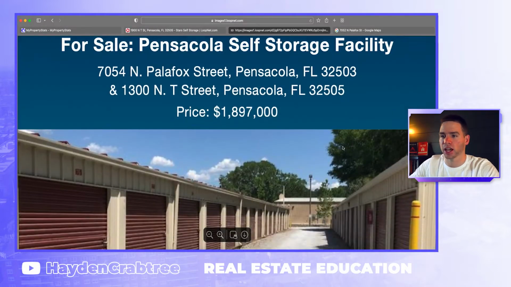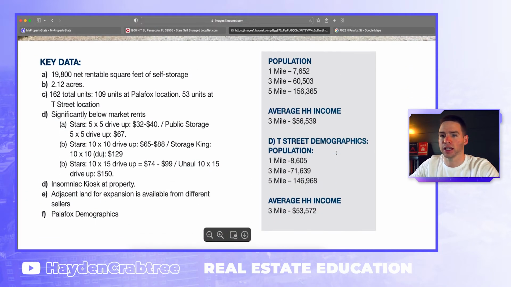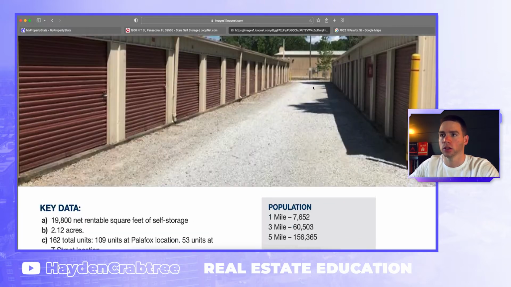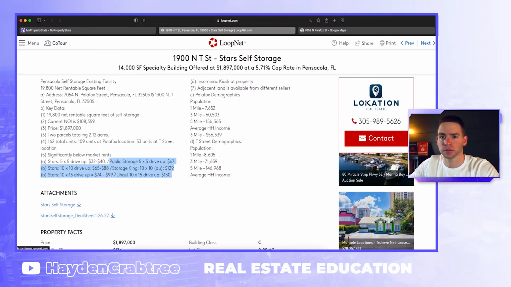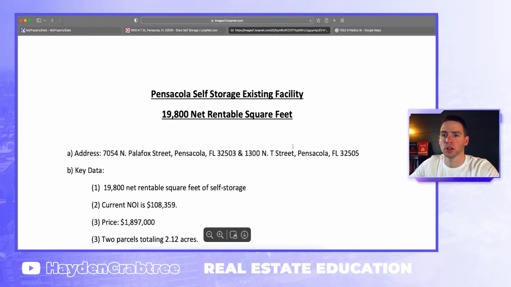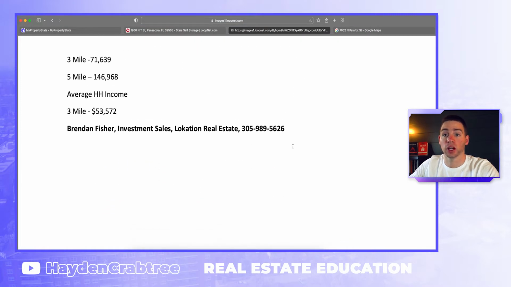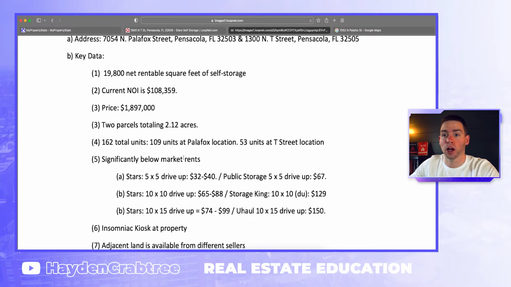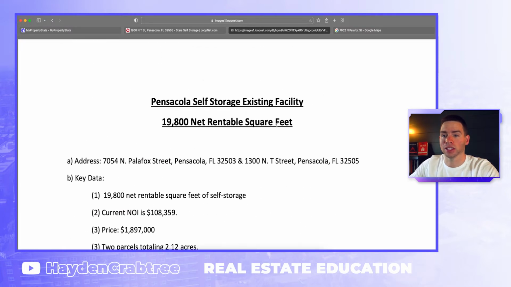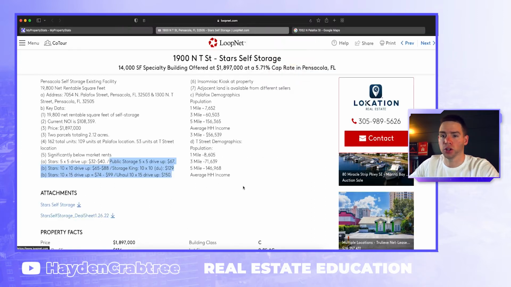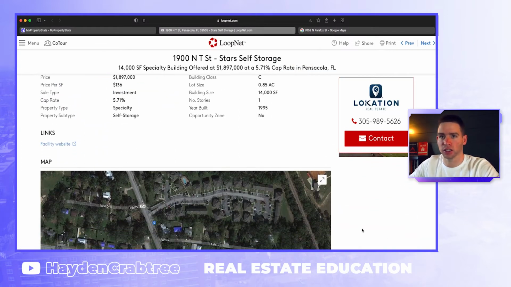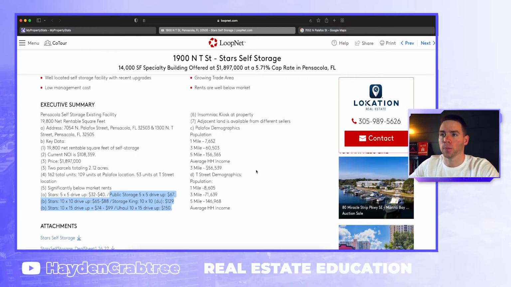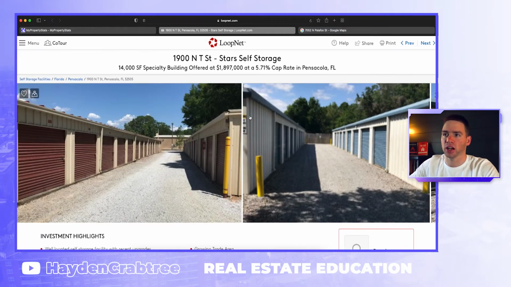And then let's take a look at the attachments here and see if we can get a count on how many different units they have of each size. Okay, I didn't see anything there. Let's see this one. All right, so I don't see a unit count here. I don't see anything about their income. I don't see anything about their unit count, which is okay. We can still analyze this deal. We don't really need all of that information, okay? So here's what we're going to do, guys: we're just going to analyze this deal straight up.